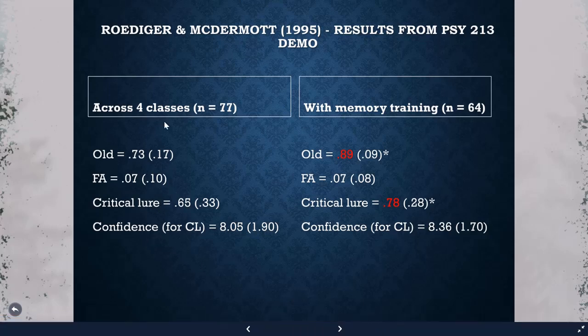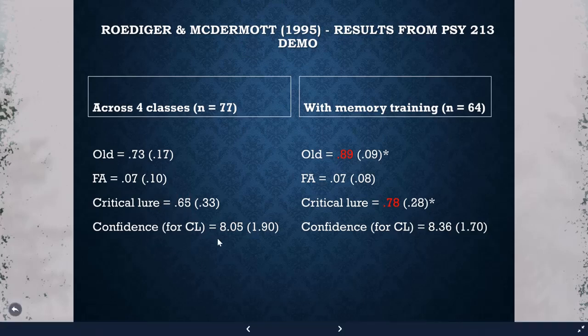So here are the 4 classes that I had before, and here is their performance on this. As you can see, it's pretty similar to what Roediger and McDermott had. So the false alarms, new items called old, are at a very low rate. But look at the critical lures, right at what Roediger and McDermott found for identifying them.